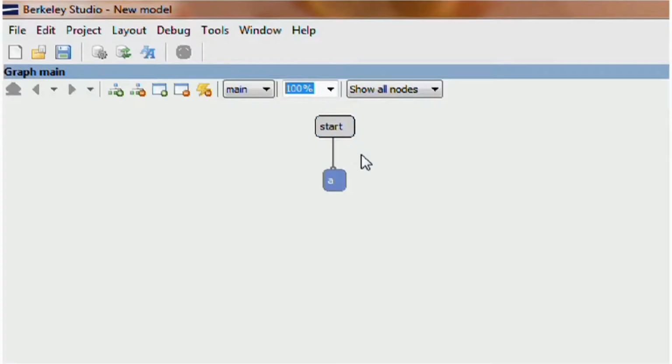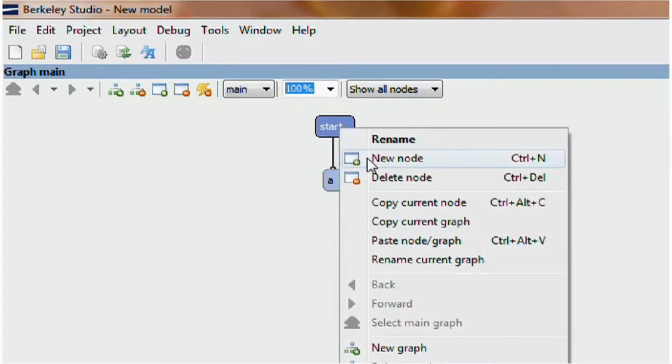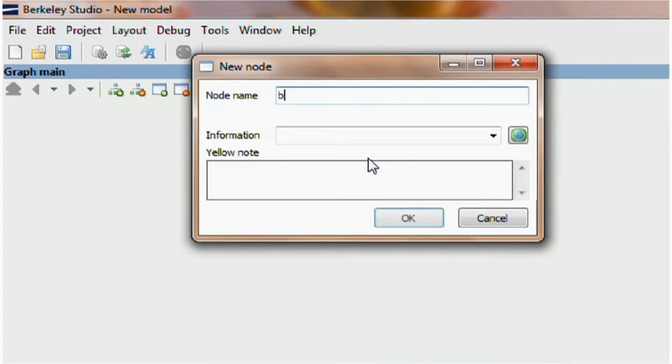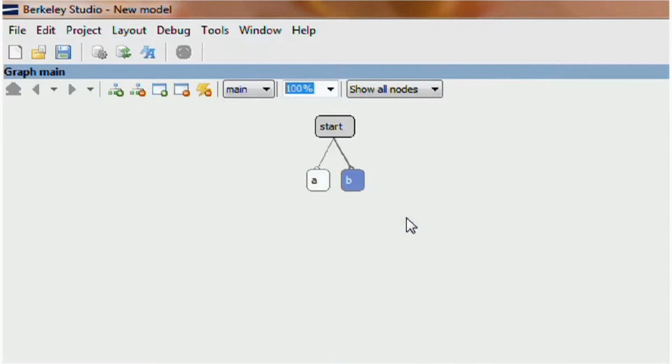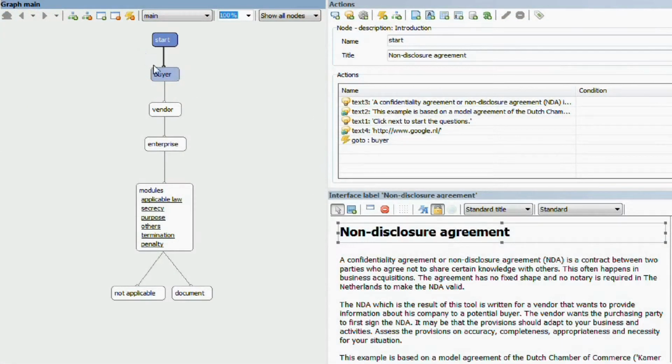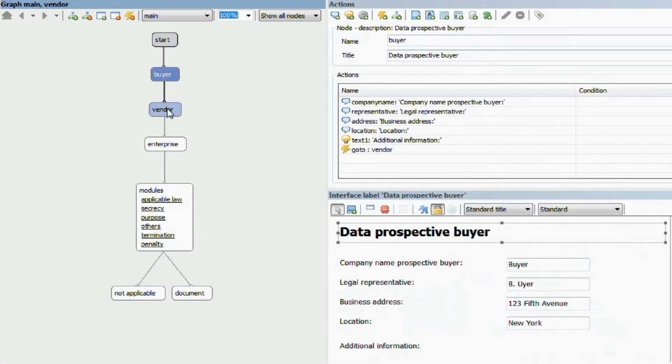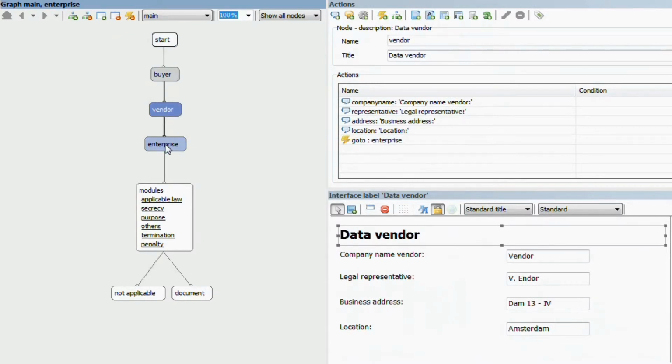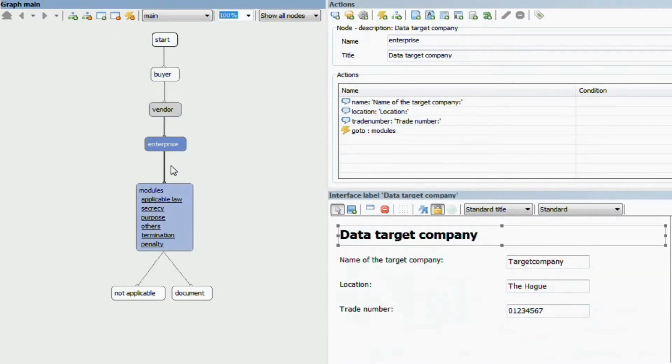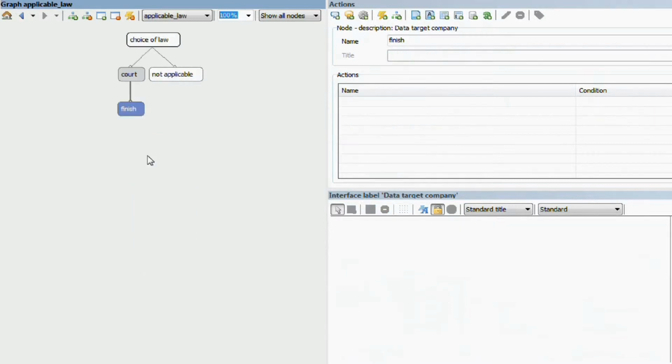With Berkeley Studio, you can create these decision trees yourself without having to resort to help from a programmer. And this is what you get, for example, with a non-disclosure agreement in the legal sector. You determine the buyer, the vendor, the enterprise, and subsequently you define, amongst other things, the choice of applicable law and whether to include a penalty clause or not. And thus, you continue building the model.